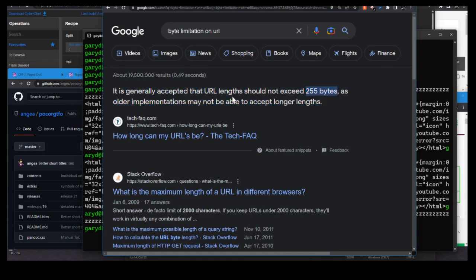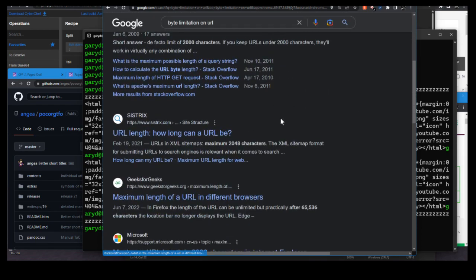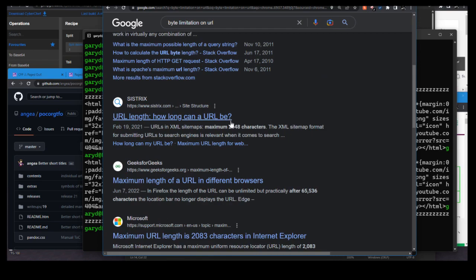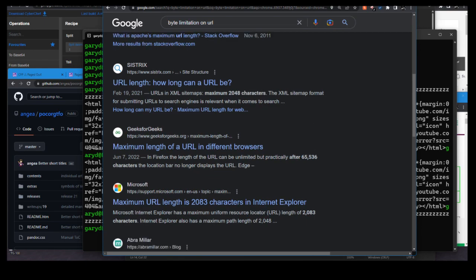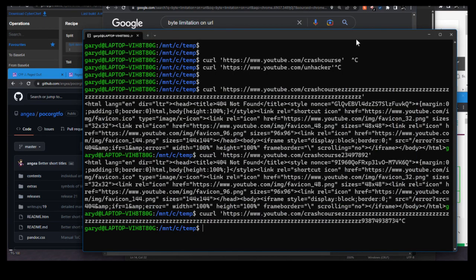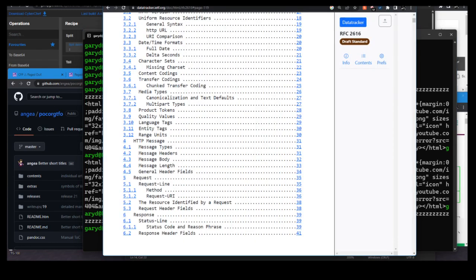What do you mean it is generally accepted? That's not good enough. Generally accepted not to exceed 255, as older implementations may not be able to handle it. What is the real limit? It probably is... I never go to Stack Overflow. Okay, it's probably 2048. That sounds more reasonable. Let me think. We really have to look at the HTTP standard.